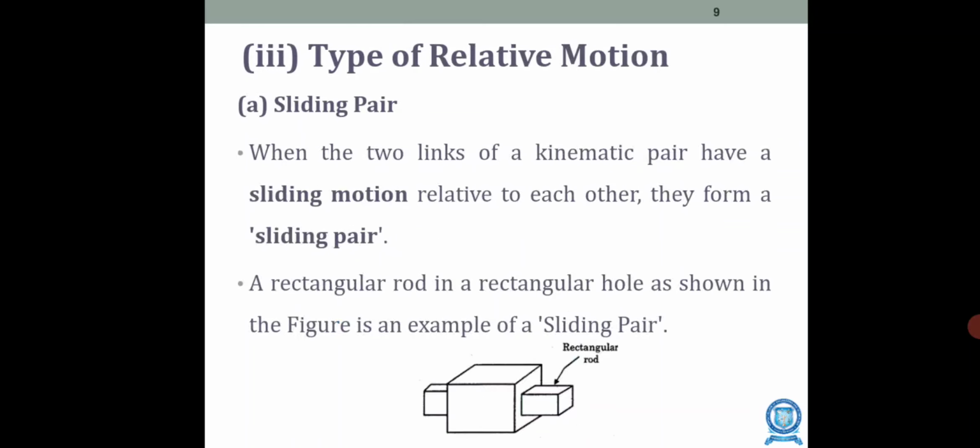And based on the types of relative motion, we can have the sliding pair. What is it? When two links of a kinematic pair have a sliding motion relative to each other, they form a sliding pair. A rectangular rod in a rectangular hole, as shown in the figure, is a sliding pair. You can see that there is no rotation or anything else. That is called a sliding pair.